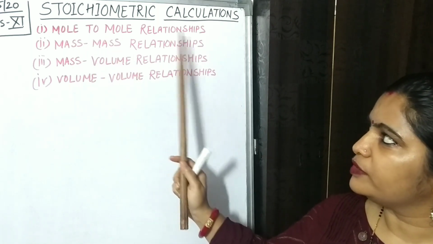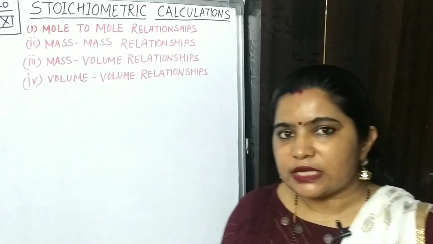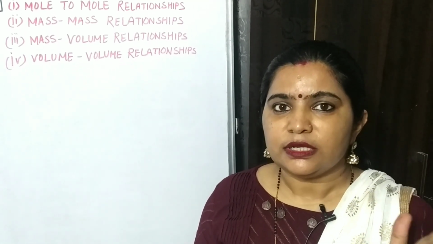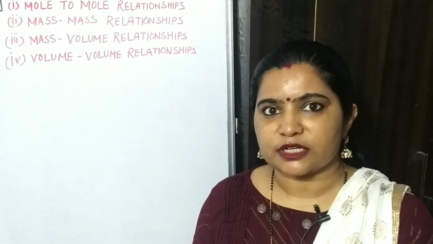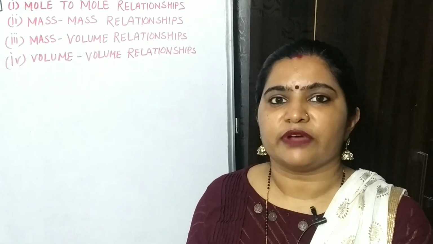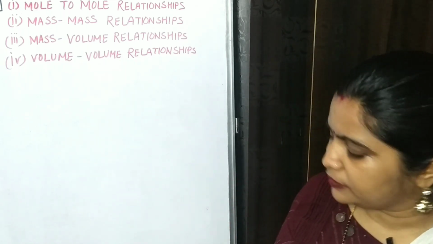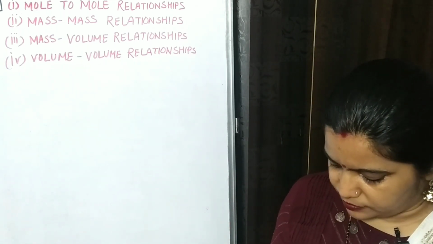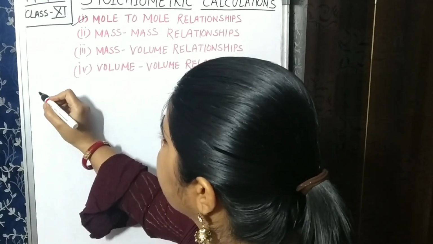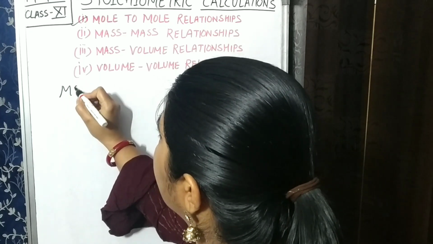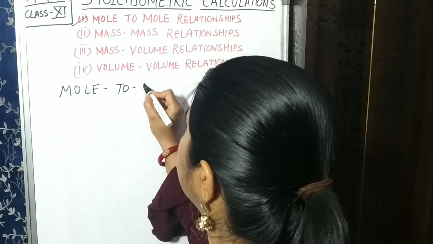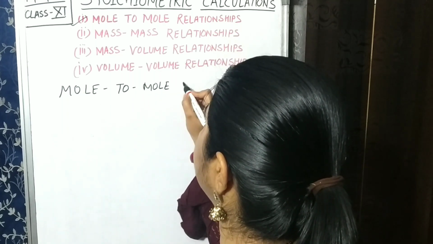First is mole to mole relationship, means they will ask you some questions which will be based on only conversion of mole, means reactants mole and products mole. Out of them any one will be given to you and the other you have to find out. Okay, for example, we will take one numerical here on the basis of the first point, that is mole to mole relationship.